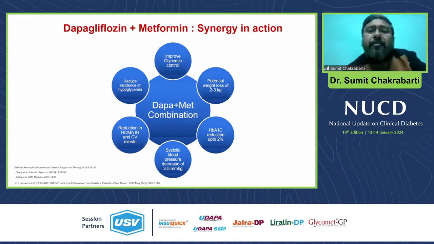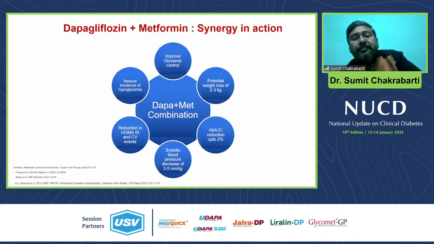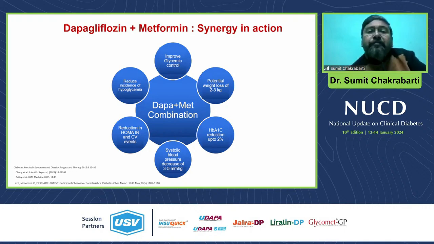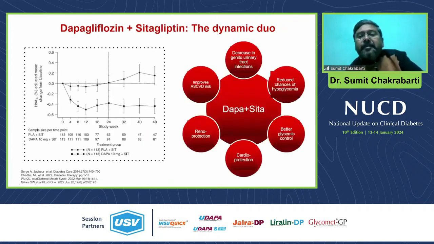What about the different combinations with dapagliflozin? What about the DAPA and metformin combination? This definitely improves glycemic control. A1C reduction can be up to even 2%. It has a positive impact on systolic blood pressure, helps to control the blood pressure. It reduces HOMA-IR, insulin resistance, and CV events. And most importantly, there is reduced incidence of hypoglycemia because, mechanism-wise, these two drugs do not induce hypoglycemia. So these two drugs together can do very good for the management of our patients.